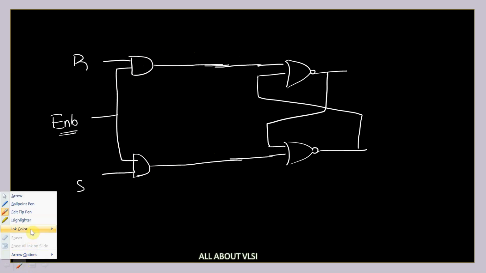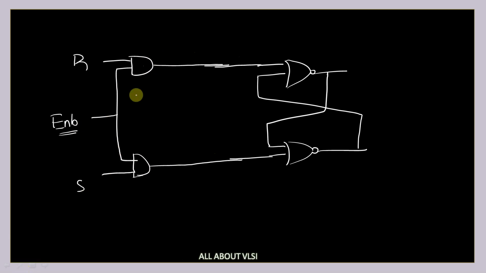So for example, whenever your enable is equal to 0, this output is 0 and this output is equal to 0. That means R is equal to 0 and S is equal to 0. That means this is nothing but our hold state. But whenever your enable is equal to 1, whatever the value of R and whatever the value of S you give, it is going to work as your normal SR latch. But if your enable is equal to 0, your latch is turned off, and it is going to hold your previous state values only. So this is nothing but our gated SR latch.